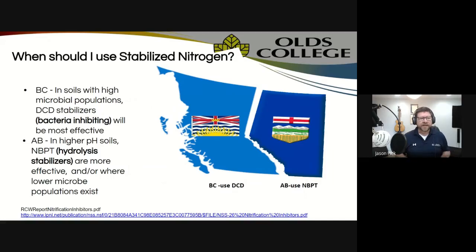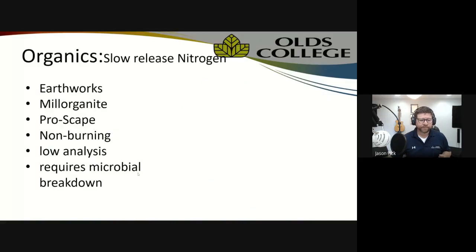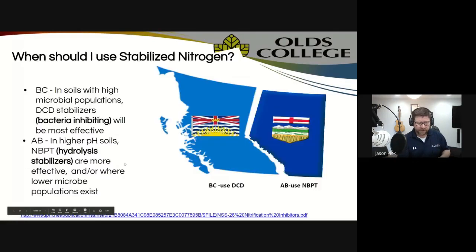So as an example, in BC, again, with high microbial populations, you want to try to inhibit bacteria because that's where the bacteria are hanging out. In Alberta, hydrolysis is really our big way of releasing because we don't have the bacteria. So you're going to be using stabilizers in that regard in Alberta to inhibit or slow down the rate of hydrolysis. And there's a link there at the bottom if you want to read a little bit more.